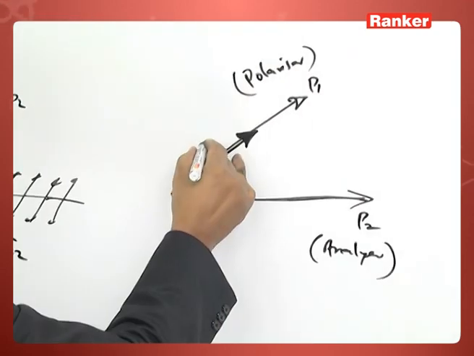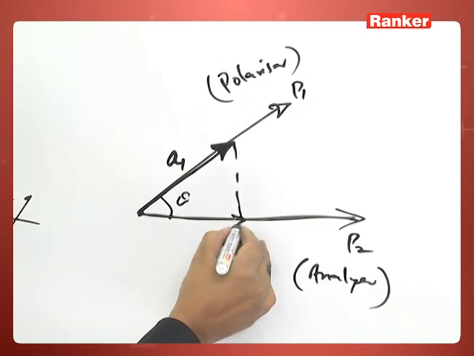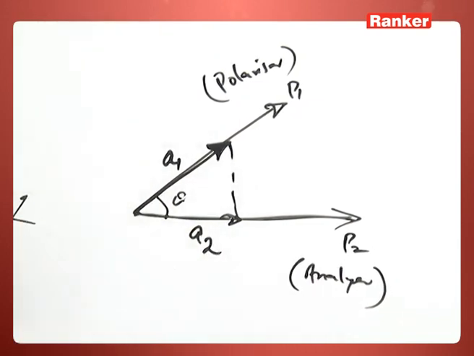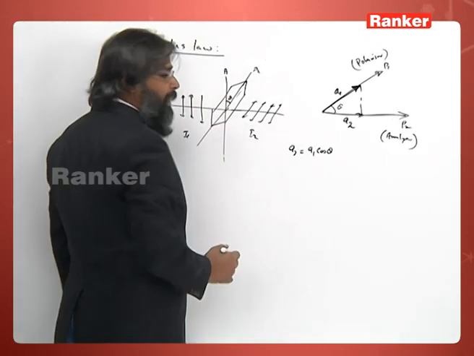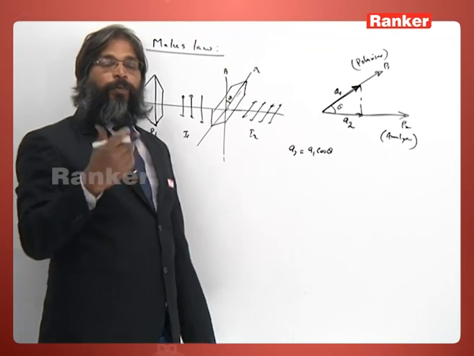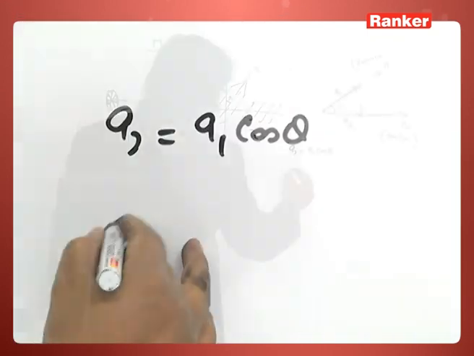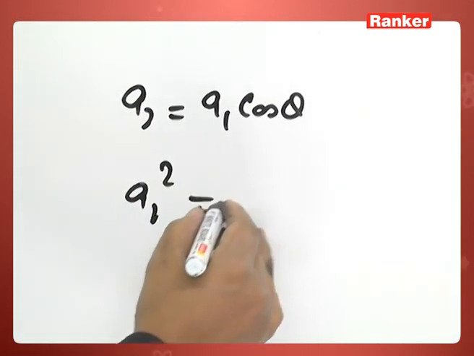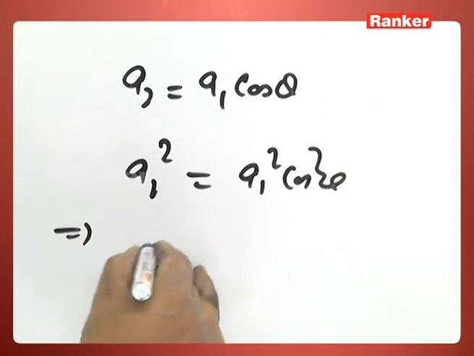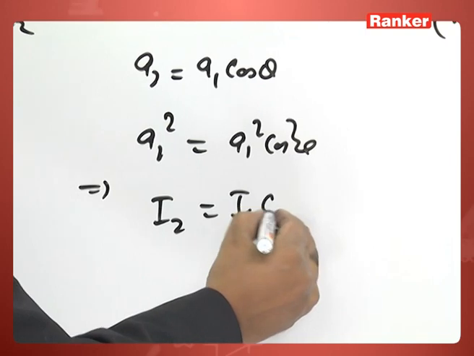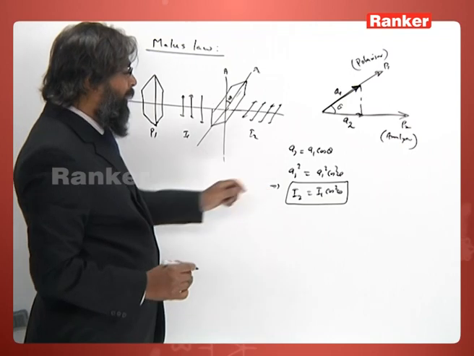Suppose this is A1 and its component here is going to be A2. So we can write A2 is A1 cos theta. Now we know that the intensity is proportional to the square of the amplitude. So A2 square is equal to A1 square cos square theta, which implies I2 will be equal to I1 cos square theta. This is Malus law.